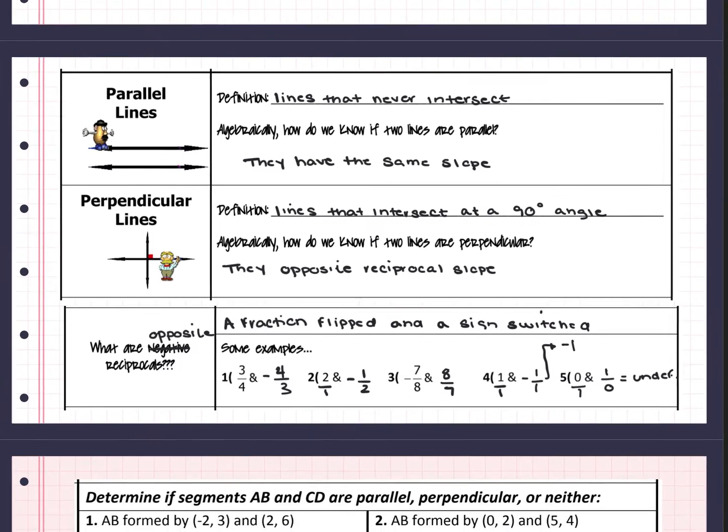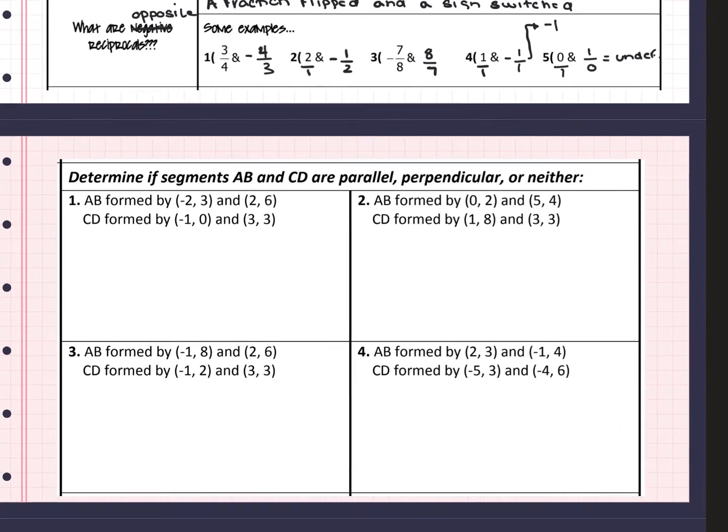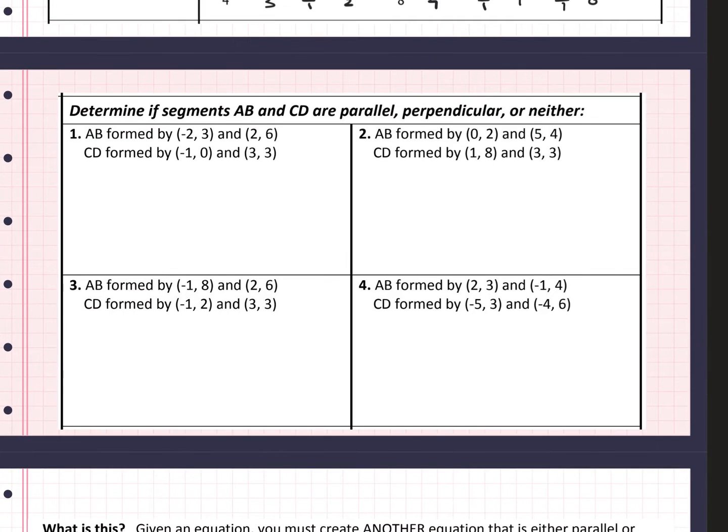All right, so let's get into it. So here we're going to be using the slope formula to determine whether the points given are parallel, perpendicular, or neither. So remember, the slope formula is y2 minus y1 over x2 minus x1. All right.